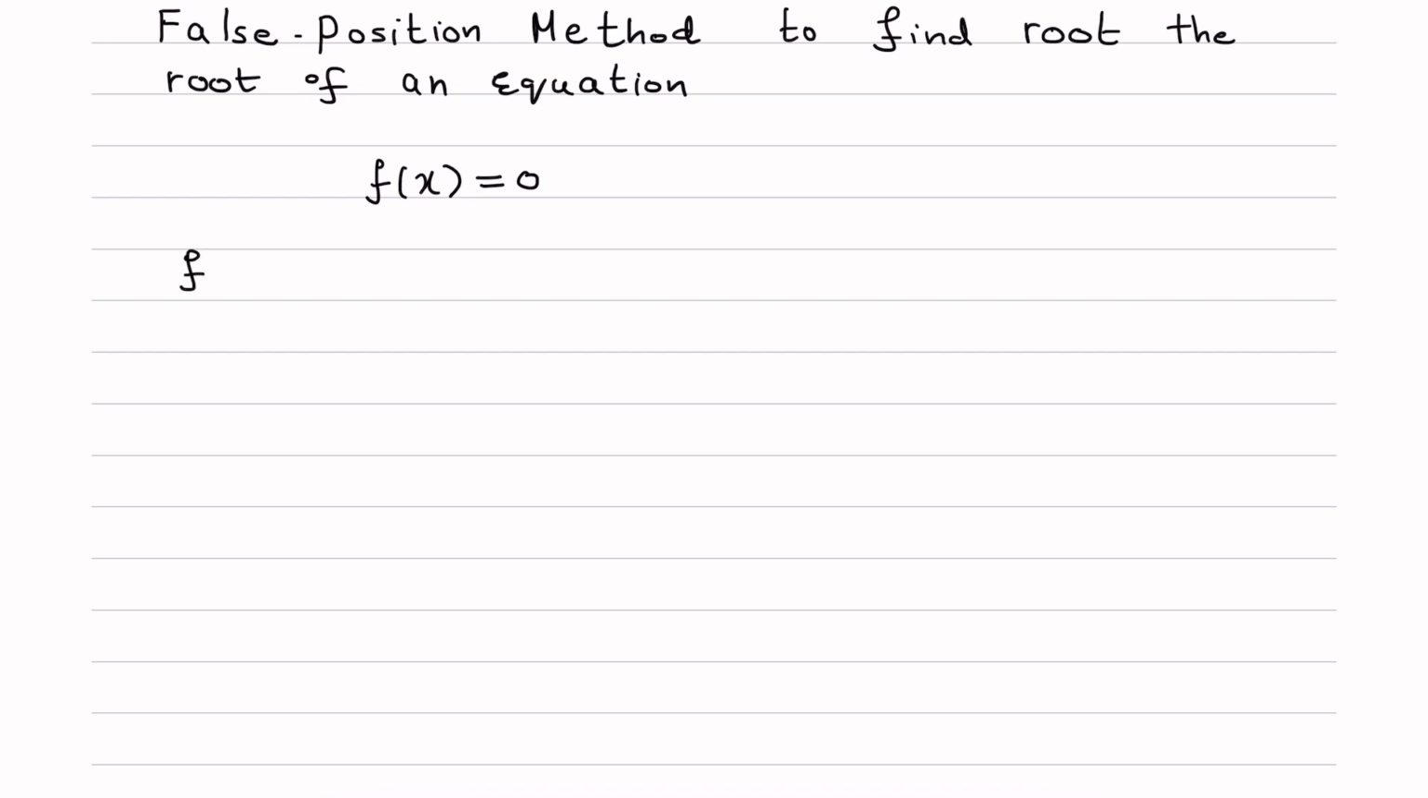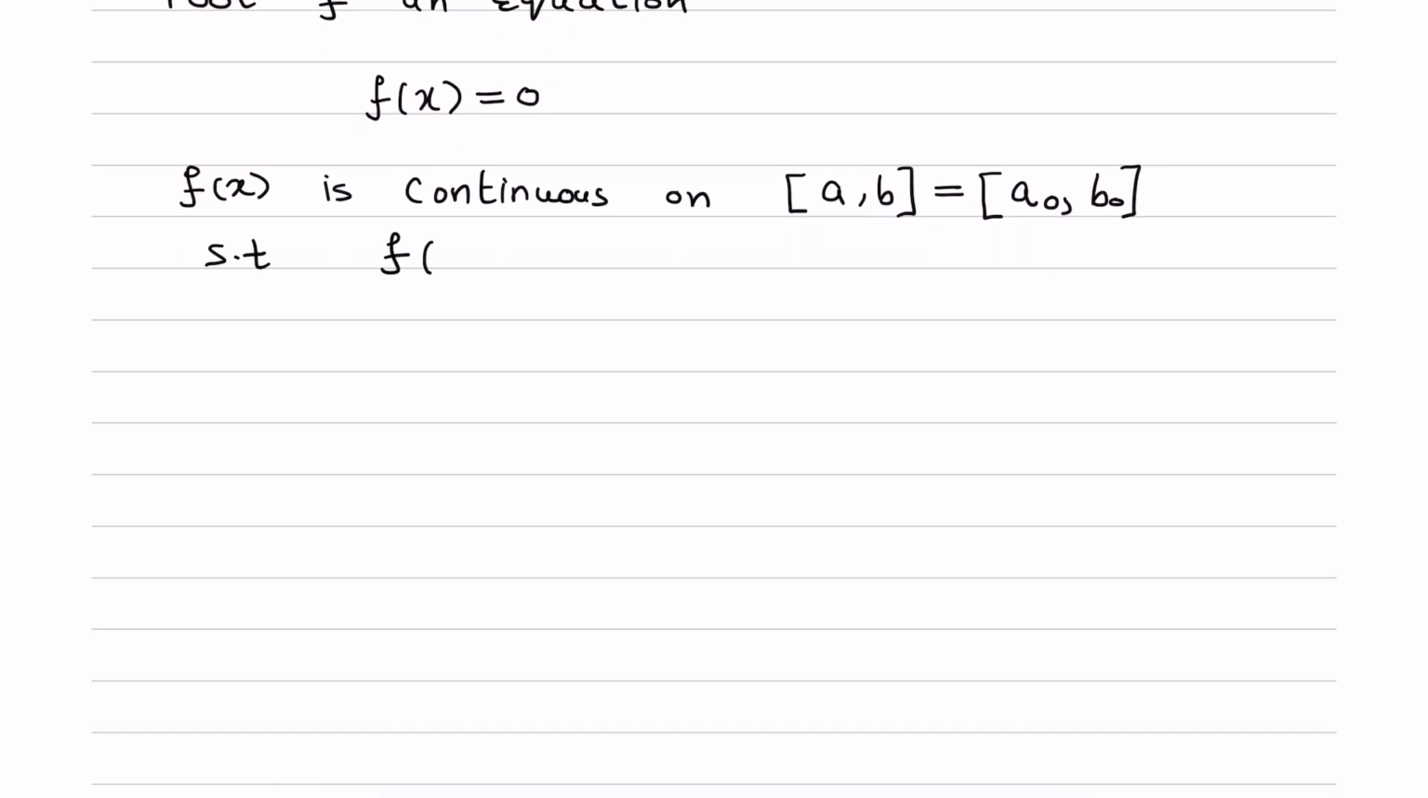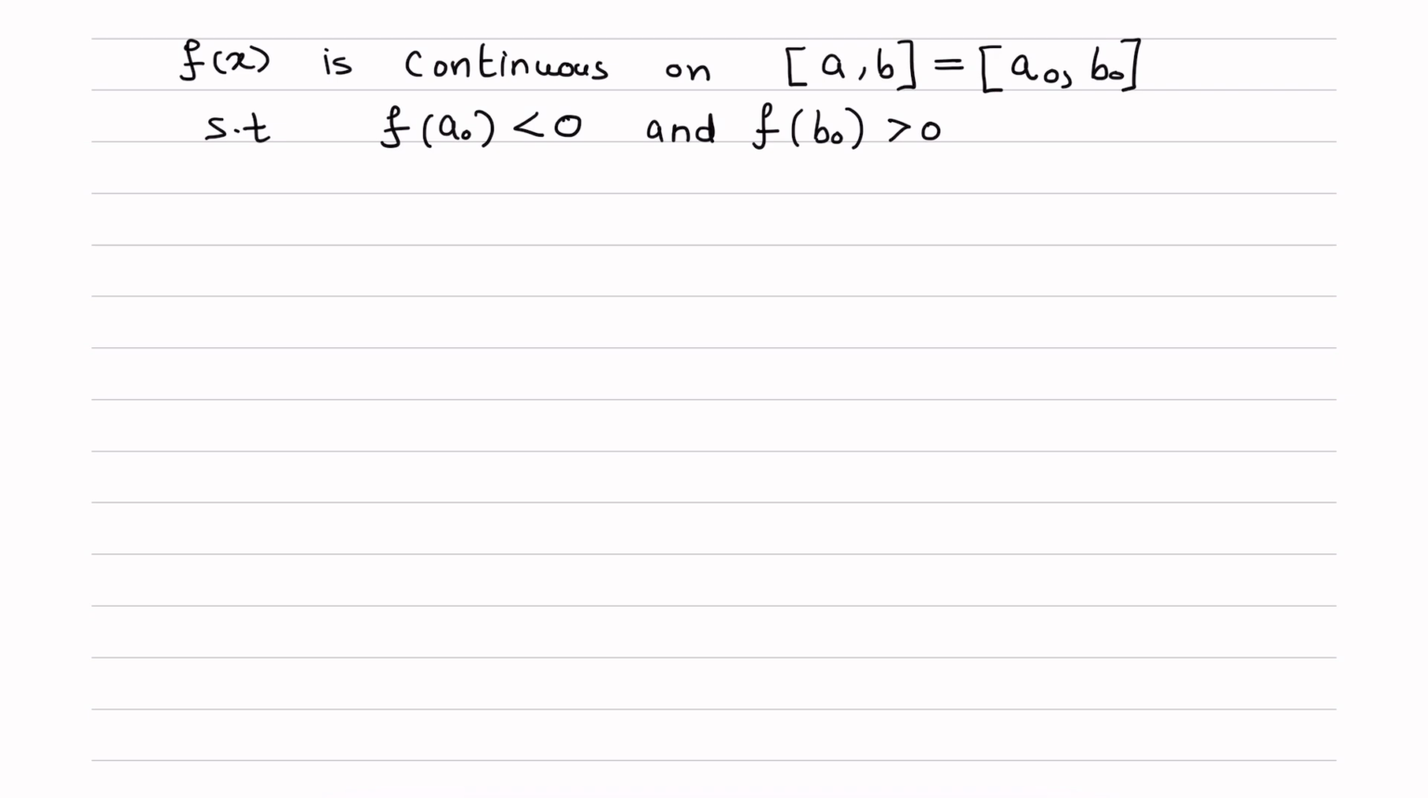We know that f of x is continuous on an interval AB, or we are denoting this interval as A0, B0, such that f at A0, let's say, is negative and f at B0 is positive. Let's sketch a graph based on this information.